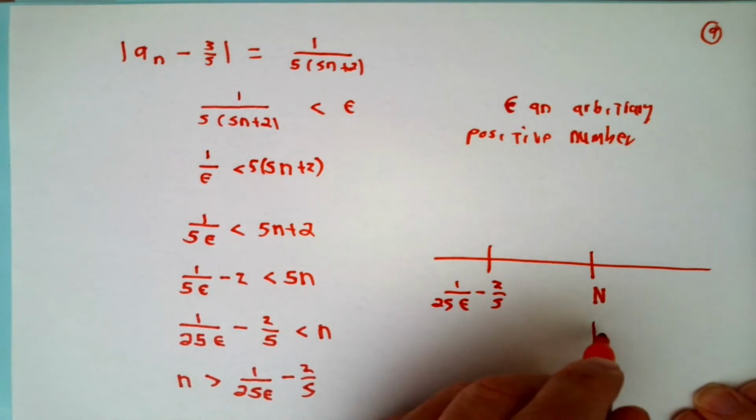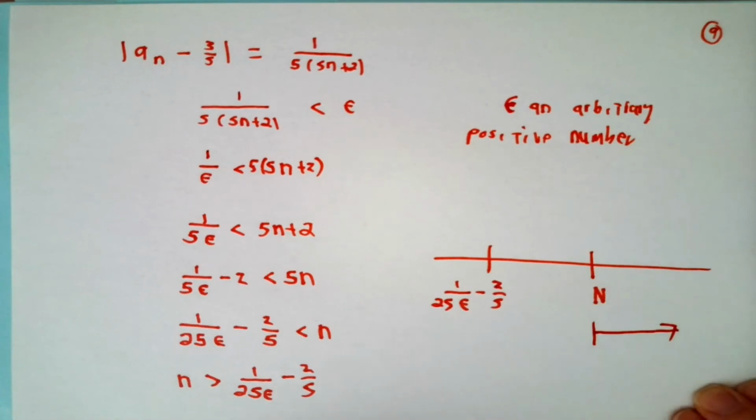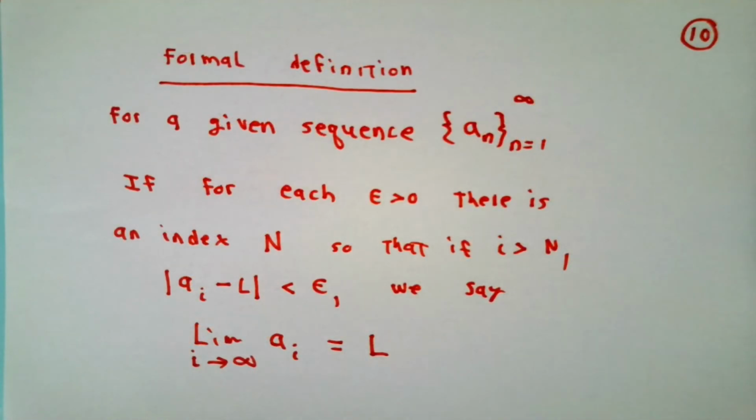So if the index is beyond this number capital N, the absolute value of a_n minus 3/5 will be less than epsilon. The answer to the question about the questions is yes. This motivates our official definition for the limit of a sequence.